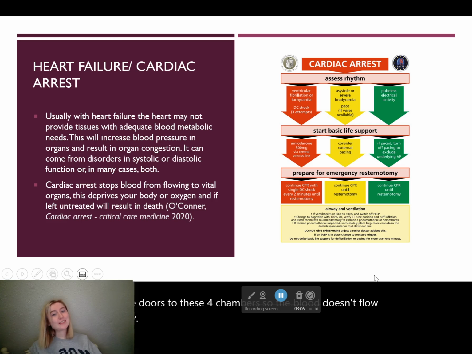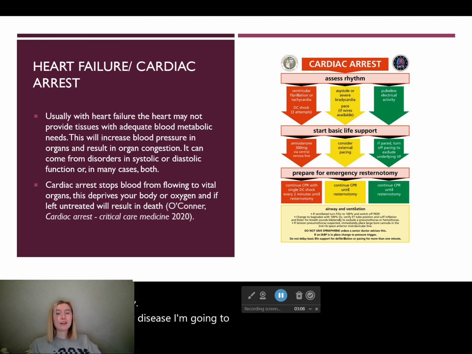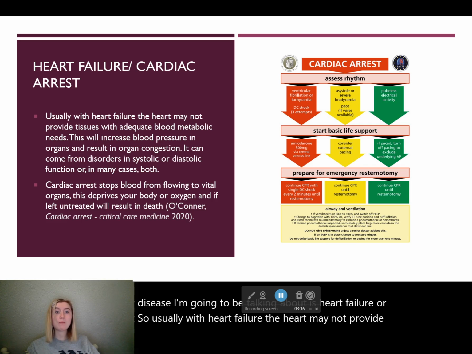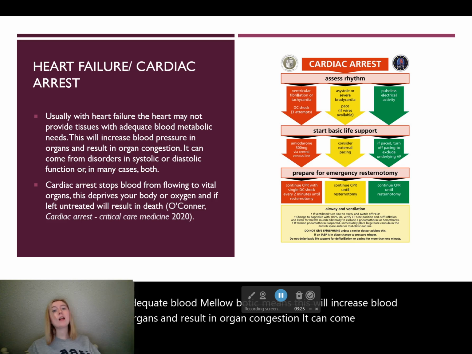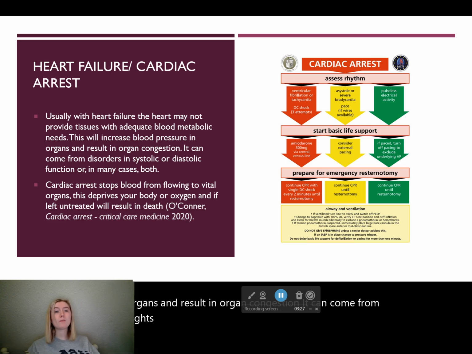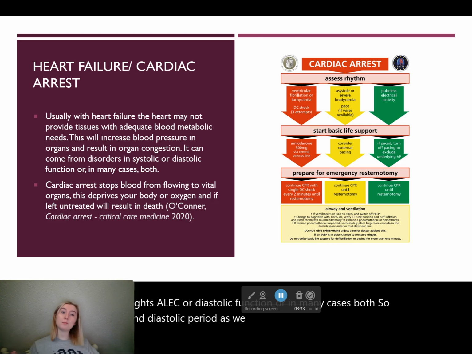Alright, so the disease I'm going to be talking about is heart failure or cardiac arrest. Usually with heart failure, the heart may not provide tissue with adequate blood for metabolic needs. This will increase blood pressure in organs and result in organ congestion. It can come from disorders in systolic or diastolic function, or in many cases both. The systolic and diastolic periods, as we were saying, are blood pressure.